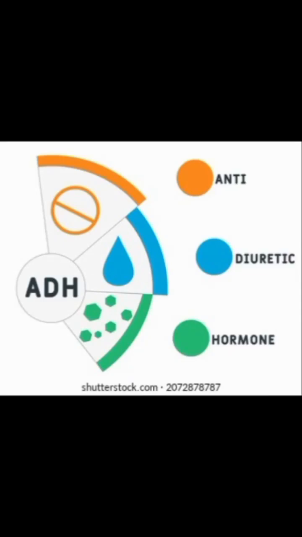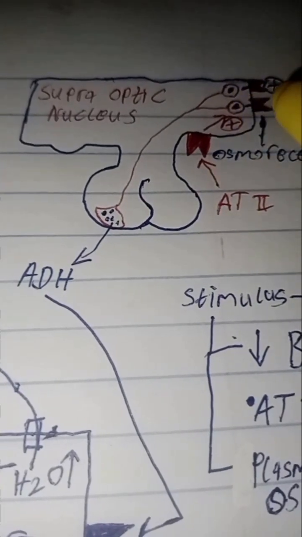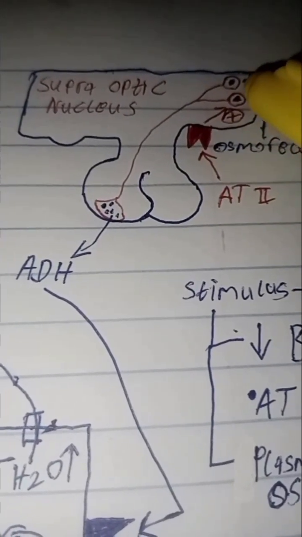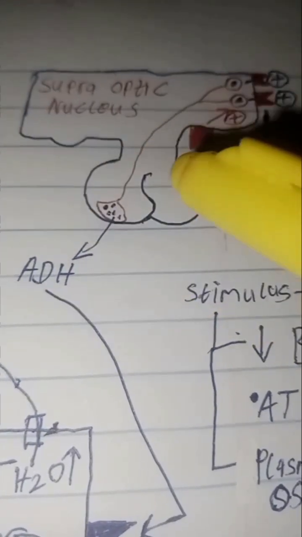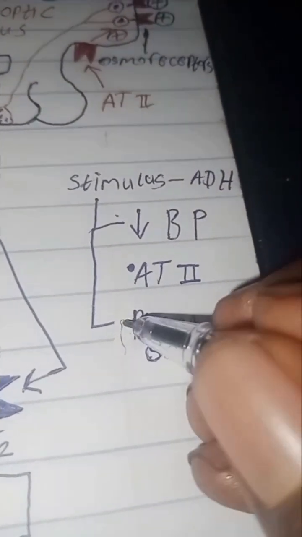In today's video, we're looking at the hormone ADH, also known as vasopressin. First things first, ADH is produced in the supraoptic nucleus inside the hypothalamus. Then it is secreted by these vesicles here in the posterior pituitary. Now, the stimulus for ADH is a low BP and high plasma osmolality.